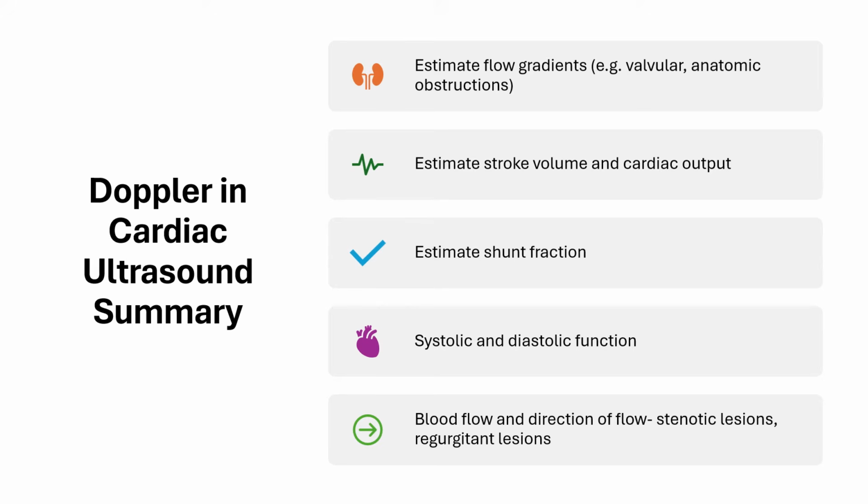Pulse wave Doppler is also used in estimation of shunt fraction. Tissue Doppler is typically used in assessing systolic and diastolic function. And again, Doppler is also used in assessing the direction of blood flow in stenotic lesions and regurgitant lesions as well, such as, for example, mitral insufficiency, aortic insufficiency, and aortic stenosis, among many others. Please pause this video if you need more time to understand this important concept.